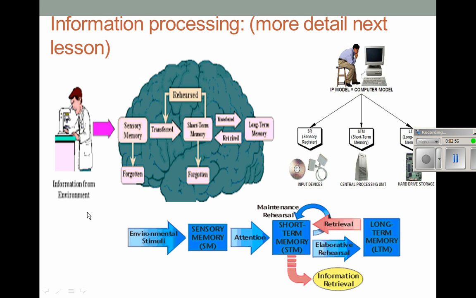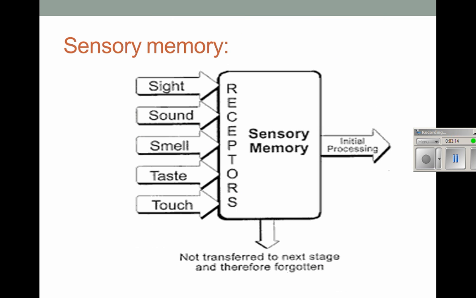So you have information from your environment over here that comes in through sensory memory, and then possibly moves on to short-term memory, and then possibly moves on to long-term memory. It's no guarantee that it makes it all the way through. All right. Now, if I break that down, it'll make it a little bit easier to understand.